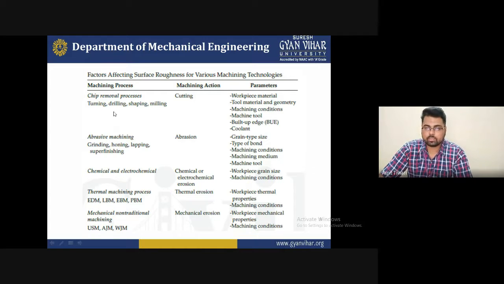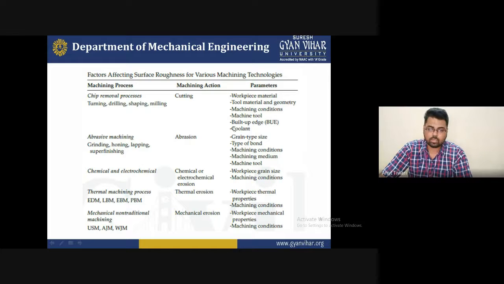If you are doing this type of machining process, the parameters you should keep in mind are the tool material and geometry, machining condition, machine tool, built-up edge, and coolant. These are all points you must keep in mind during machining, because they affect the surface roughness for the various machining technologies.